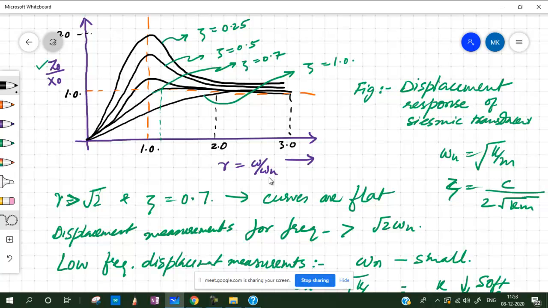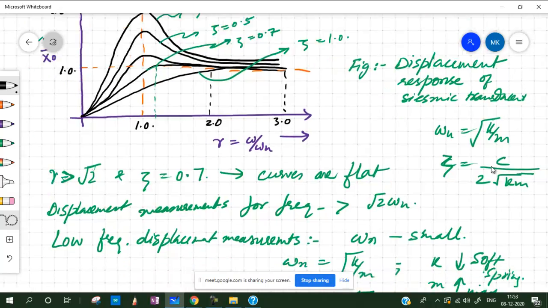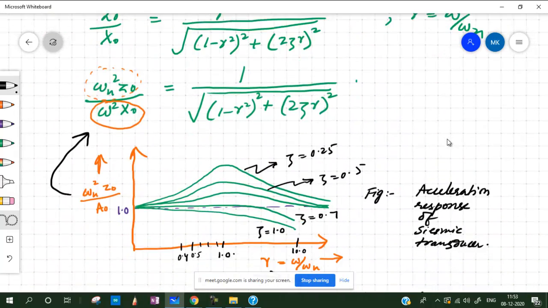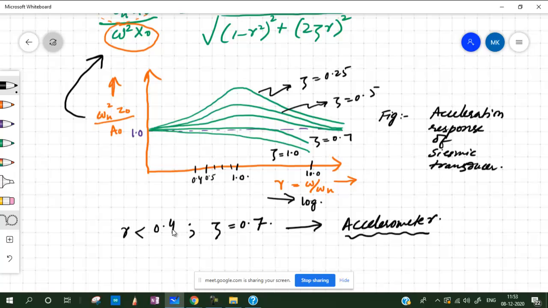So omega n will be designed. For frequencies more than root 2 of omega n, we would use this as a seismic transducer. The output would be proportional to the displacement of the input. And for frequencies very high, where R is less than 0.4, we can use this as an accelerometer, where the output corresponds to the input acceleration amplitude directly. Fine. Any doubts in this?